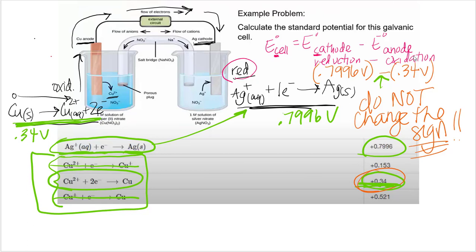So what will my voltmeter say when I do 0.7996 minus 0.34? I'm going to get an E cell value, and I'm limited to 2 significant figures. So my calculator will tell me 0.4596.